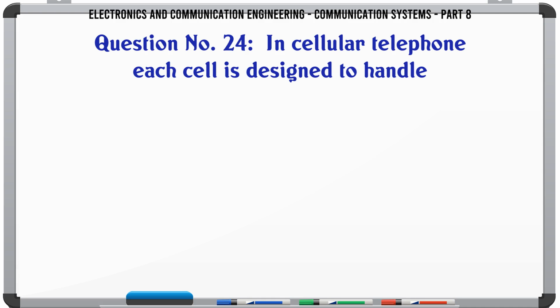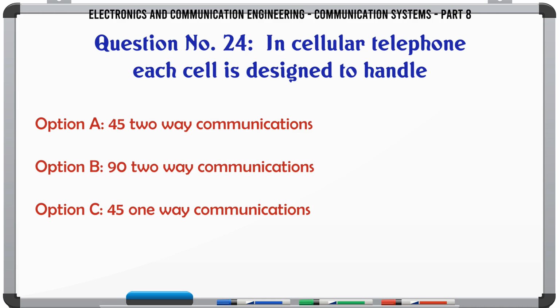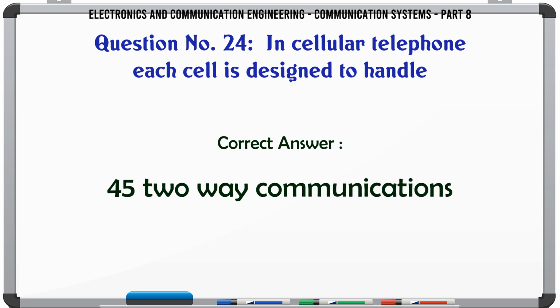In cellular telephone, each cell is designed to handle A. 45 two-way communications, B. 90 two-way communications, C. 45 one-way communications, D. 180 two-way communications. The correct answer is 45 two-way communications.